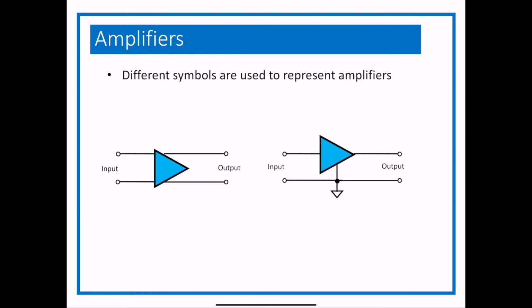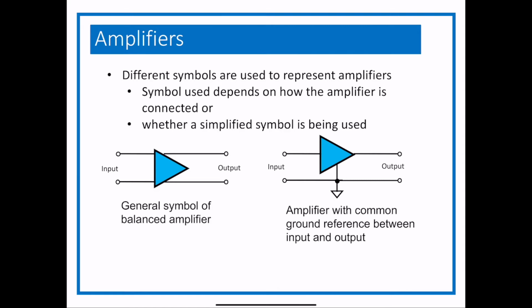Different symbols are used to represent amplifiers depending on how we want to look at it. The symbol used to represent it might depend on how it's connected or whether we've simplified it. Both of these symbols are the same. They're basically telling you that there's going to be an input and the output is going to be magnified by a certain amount. The one on the left is more general than the one on the right. The one on the right actually has a common ground reference and is going to be used a little bit differently. But either one is basically representing that there's some kind of input voltage and it's giving you some kind of output.